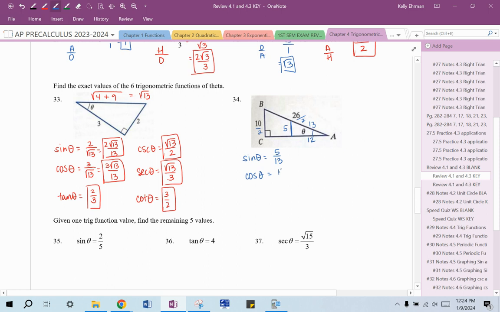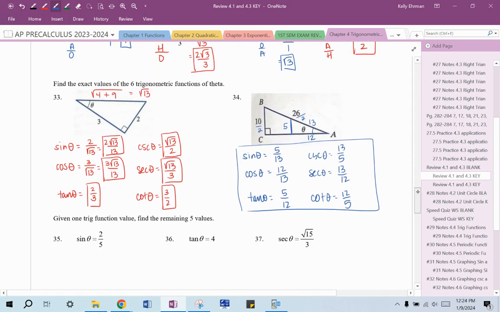Cosine of theta is 12 over 13. Tangent of theta is 5 over 12. And then the reciprocals. Cosecant theta is 13 over 5. Secant theta is 13 over 12. And cotangent theta is 12 over 5.